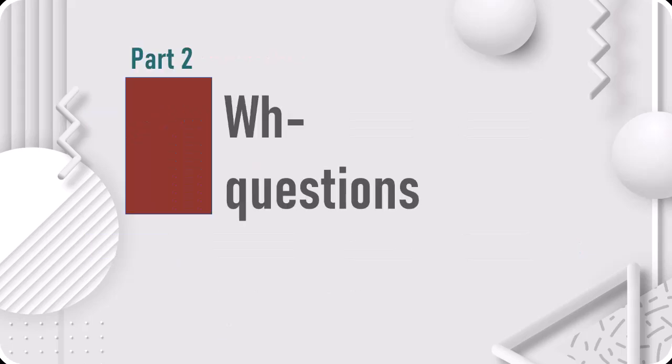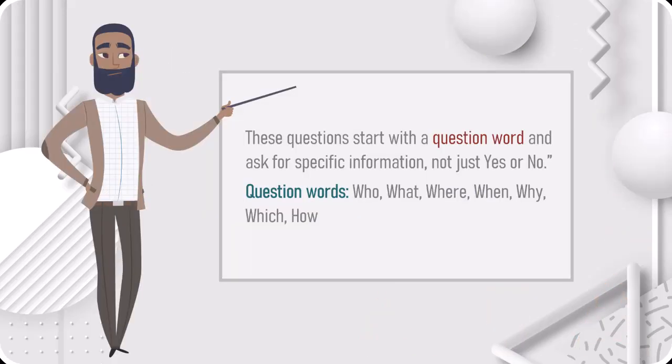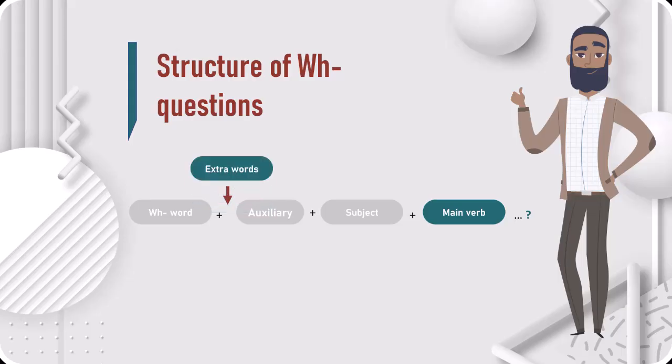In the second part, we have WH questions, and it is also what we call the open-ended questions. These questions start with a question word and ask for specific information, and the answer of this is not just a yes or a no. The question words are who, what, where, when, which, how, and any other derivative of how, like how many, how much, how long, how far, and so on and so forth.